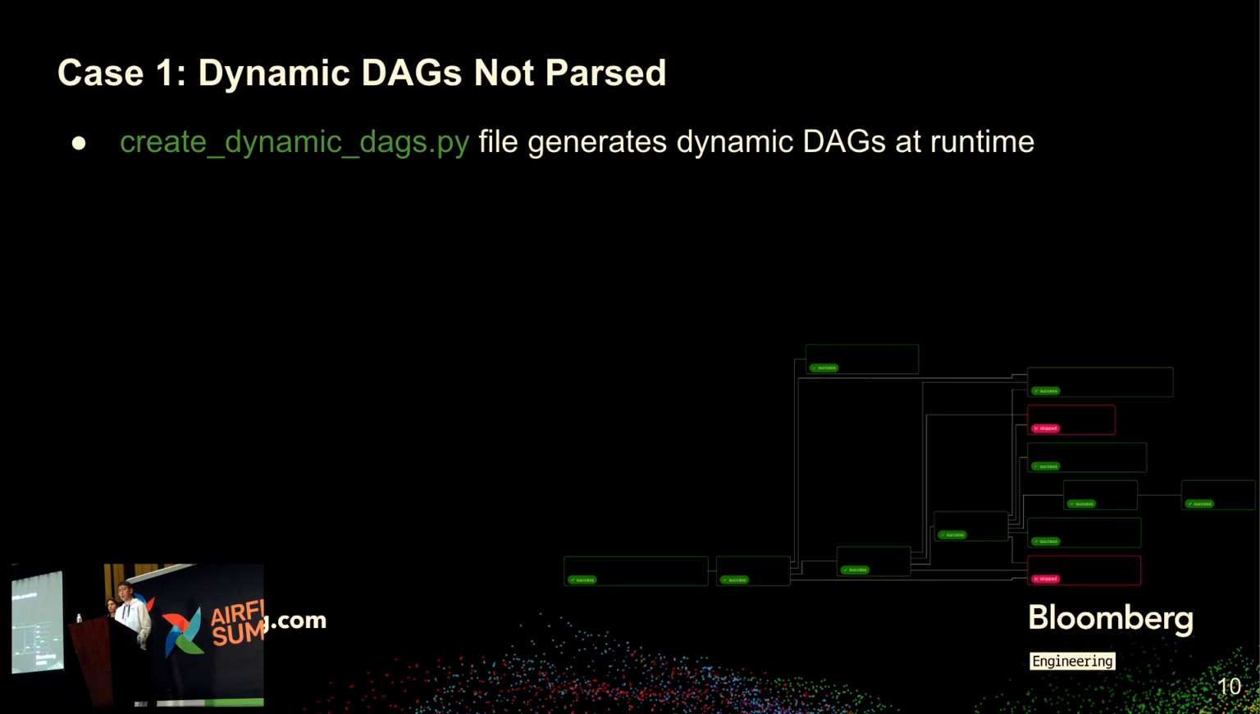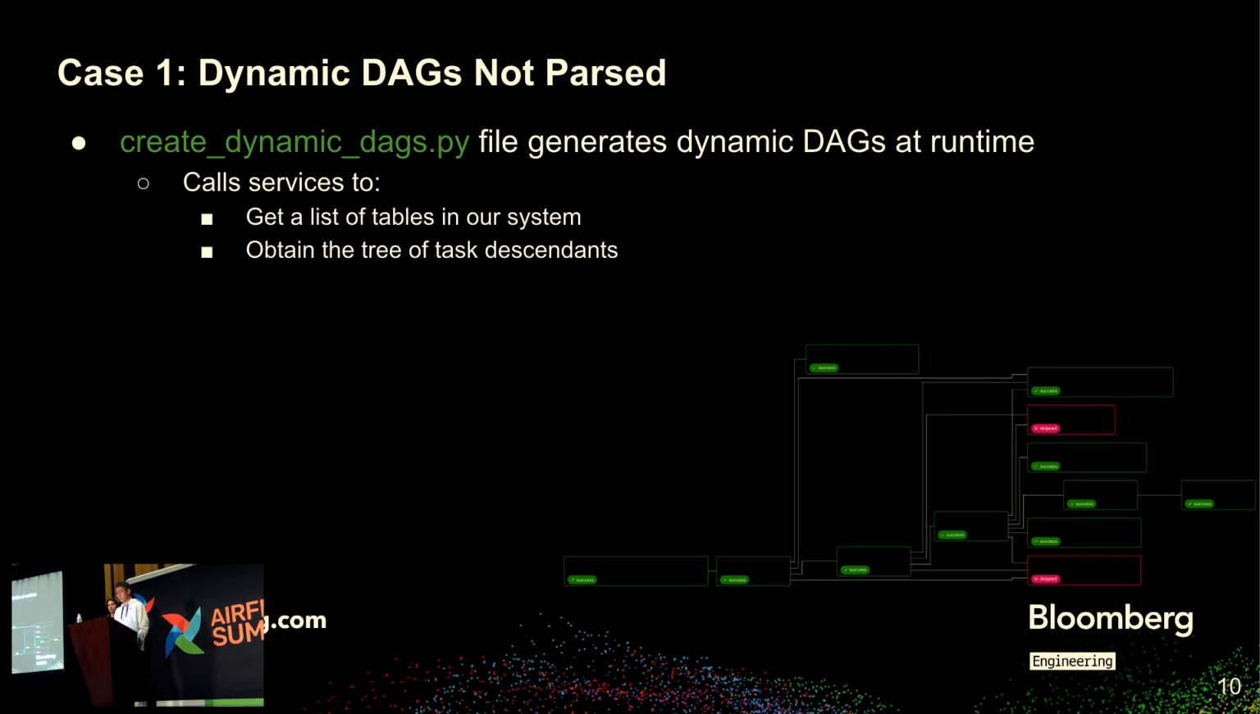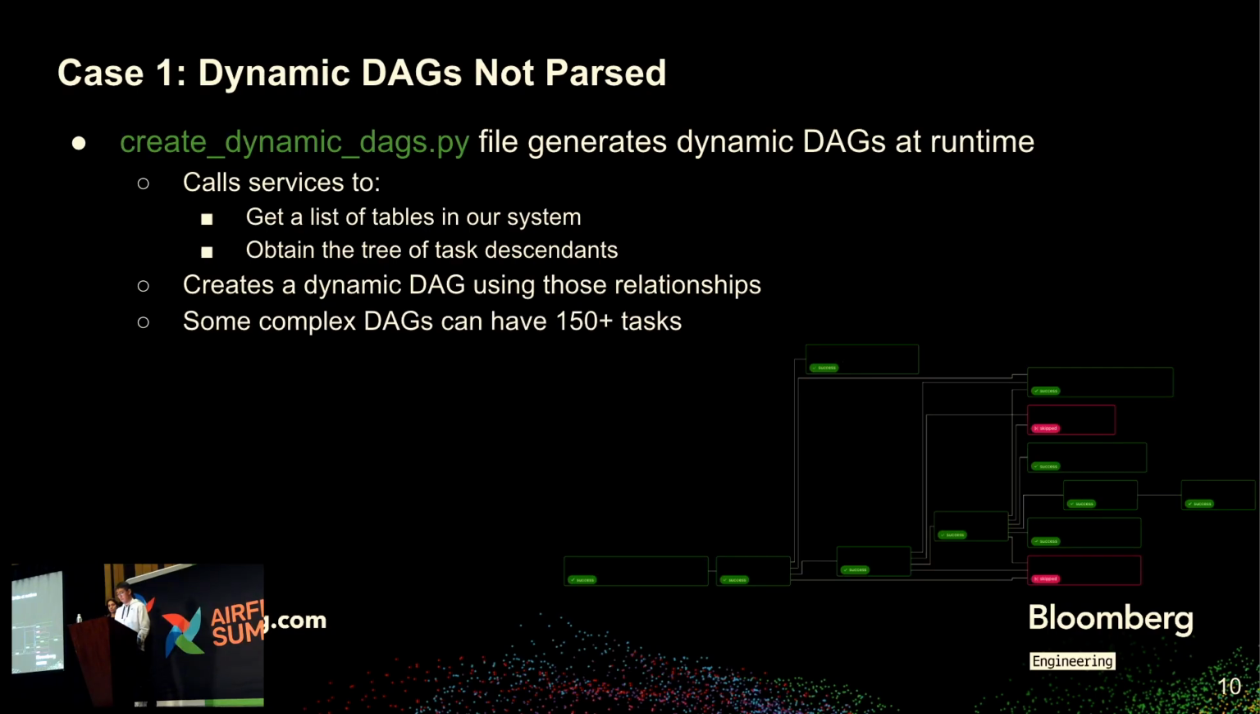We used to have a single file called create dynamic DAGs that generated all the dynamic DAGs at runtime. On the right, you can see a visual representation of one of the example DAGs with its various operators and dependencies. The create dynamic DAG file worked by calling an internal service to retrieve a list of tables in our system, then obtain the tree of task descendants. Using this information, it constructs the dynamic DAGs. But some of the larger, more complex DAGs can include over 150 tasks, making the process relatively resource intensive and time consuming.